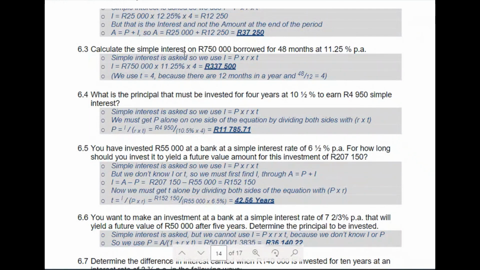We say we have 48 months. So that's the first thing. Because we are working with 48 months, we must divide it by 12 to get to the number of years. So the number of years is 4. Okay, so therefore we use T as 4, and then we get to the amount of 337,500. So always when you read, just read well to see, are they giving it to you in months or are they giving it to you in years, because you want it in years.